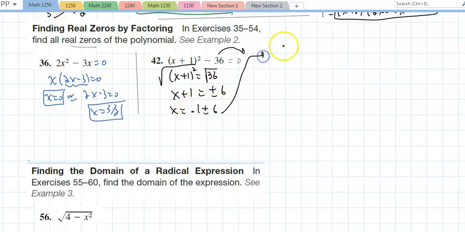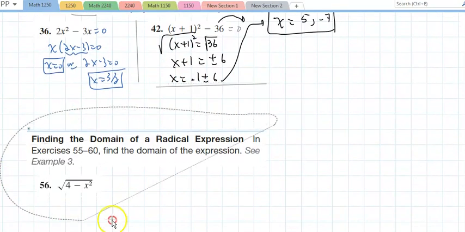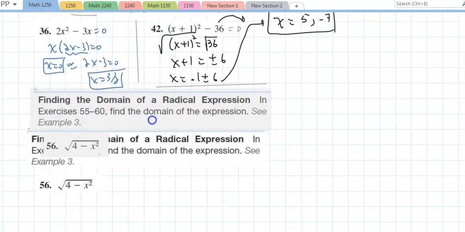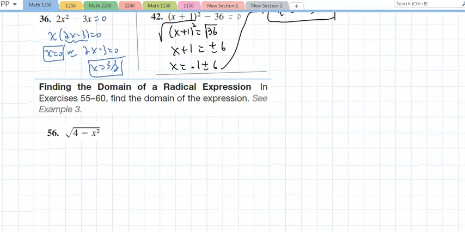Or x equals negative 1 plus 6, which is a 5. Negative 1 minus 6 is a negative 7. And that takes care of this set of problems. And the last thing I want to tackle, in algebra, you do tackle the square root of 4 minus x squared. Now we're dealing with a quadratic. Luckily, we know a bit about graphing now that we did before. So let's see how this works.